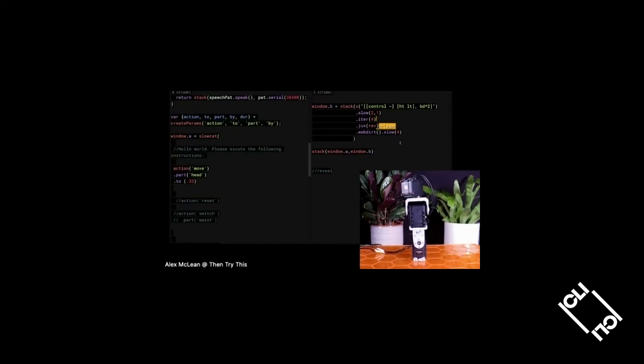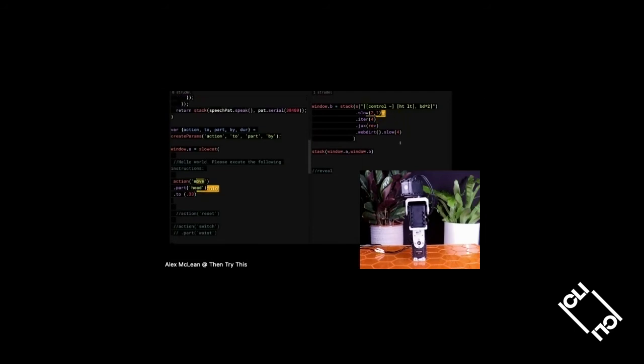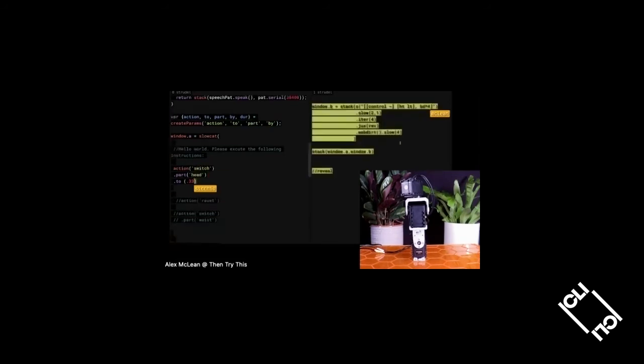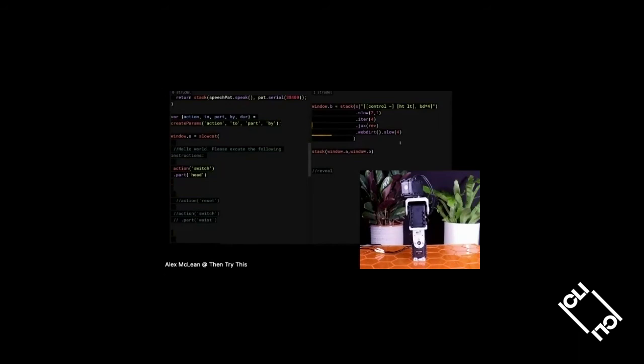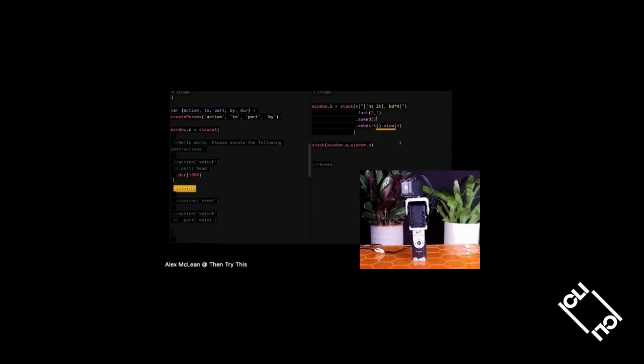Move your head to 33%. Switch your head. Switch your head over 1 second.